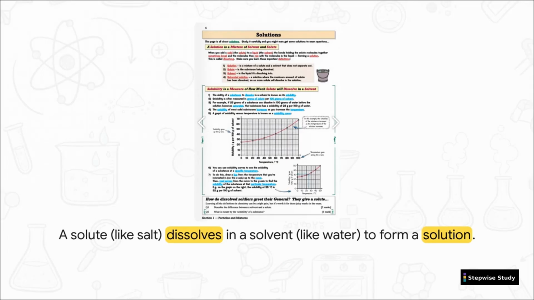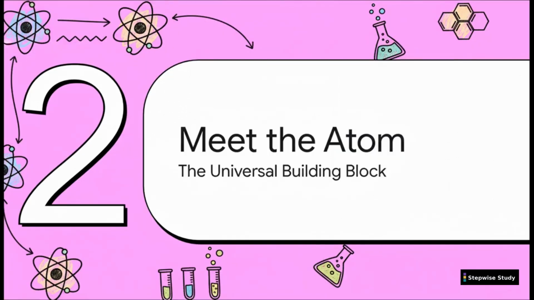So if we could zoom in with some kind of super microscope, what would we see? The salt, which scientists call the solute, isn't just vanishing into thin air. Its teeny tiny particles are actually breaking apart and mingling with the water particles, the solvent, and together they form what's called a solution. But to really get how this little magic trick works, we need to meet the star of the show.